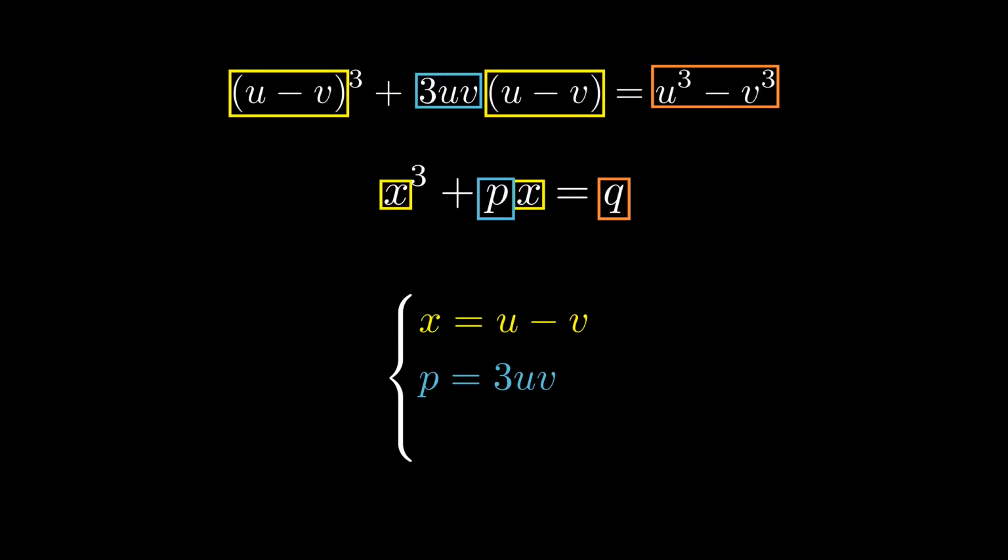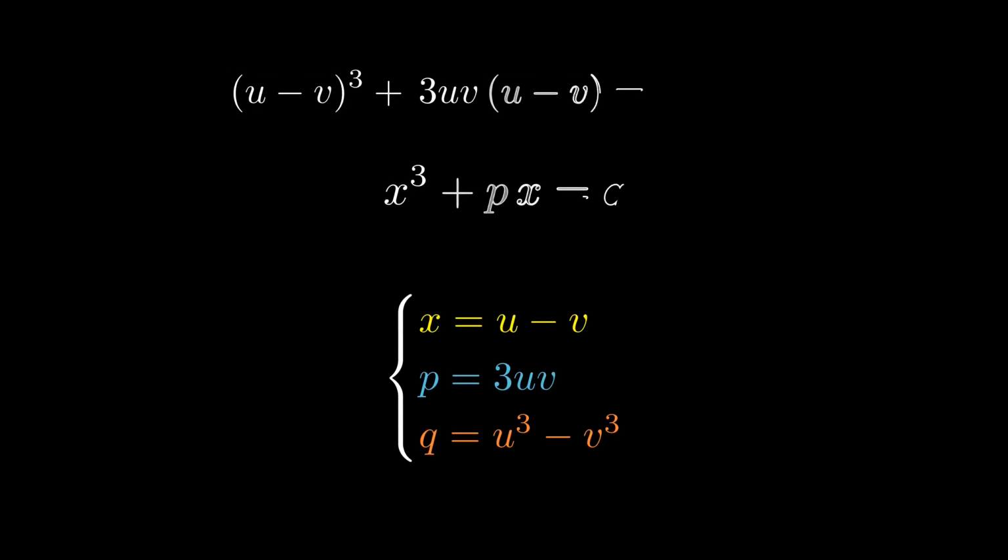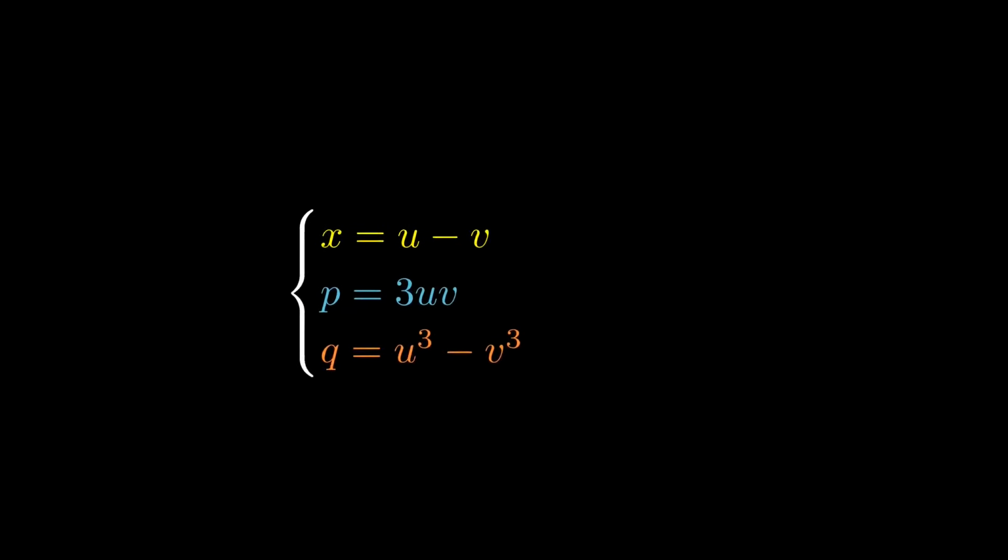Our aim is to find x, which is equivalent to finding u and v. So we need to express u and v using p and q, which are the coefficients of our equation. We can see that from the second equation, we can write u in the following way, which will give us that u cubed is p cubed divided by 27 v cubed.